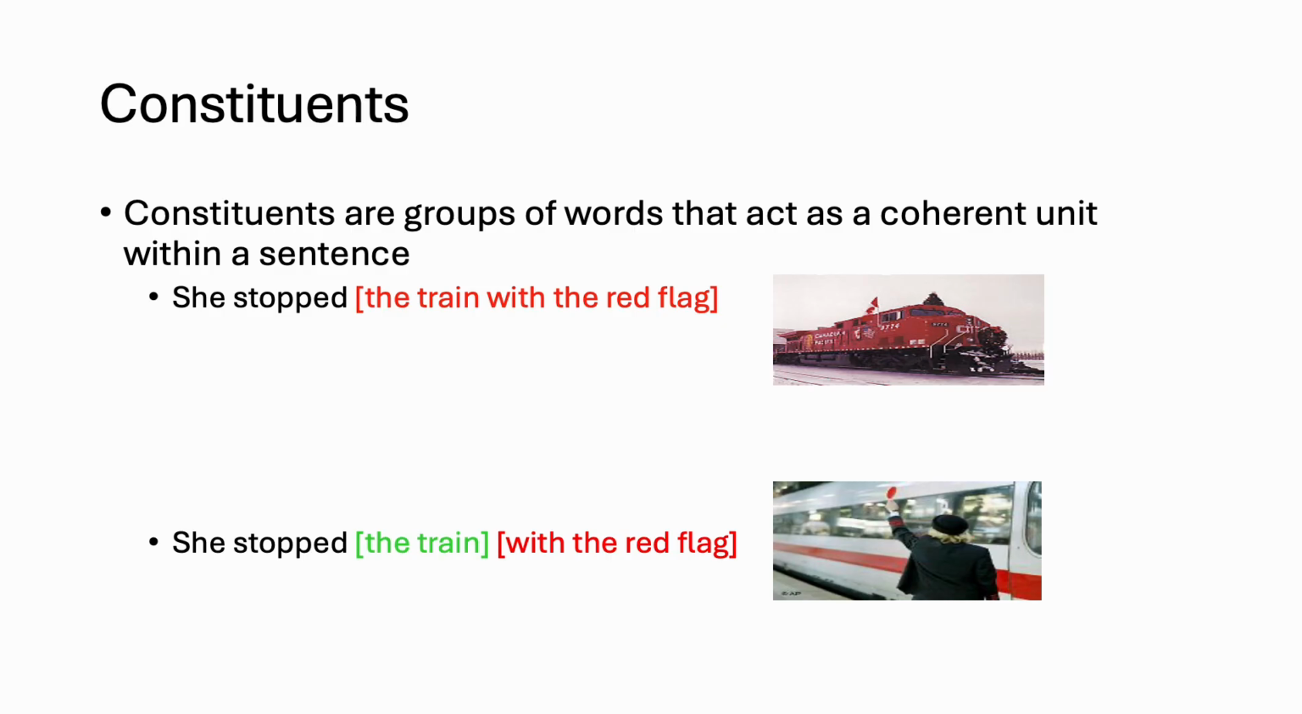So here's a question. How do you know exactly what the constituents are? I mean, you sort of have a sense of it in meaning. Context is going to tell you something. If we're talking about a train that has a red flag on it, and you say she stopped the train with the red flag, then you probably know which one it is.